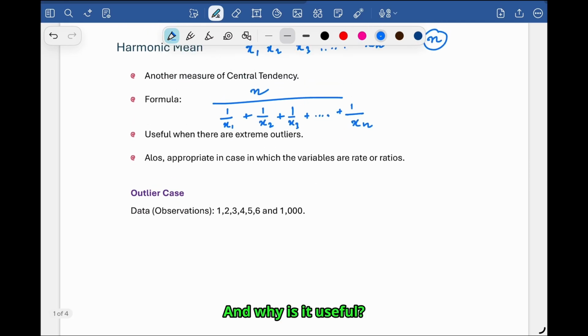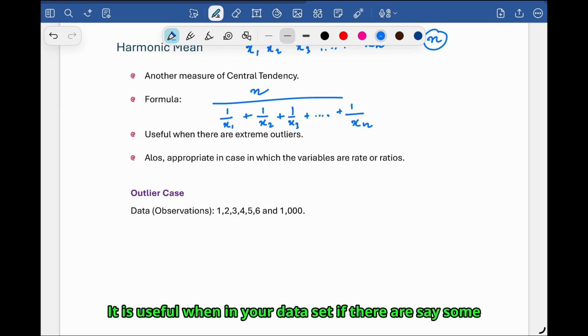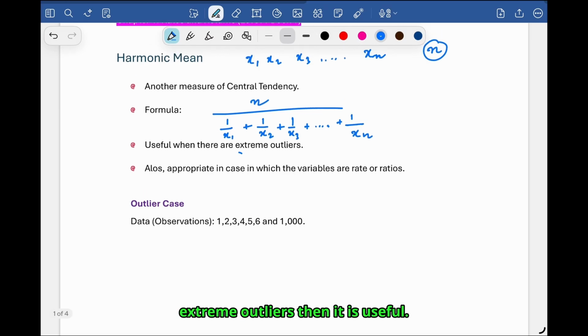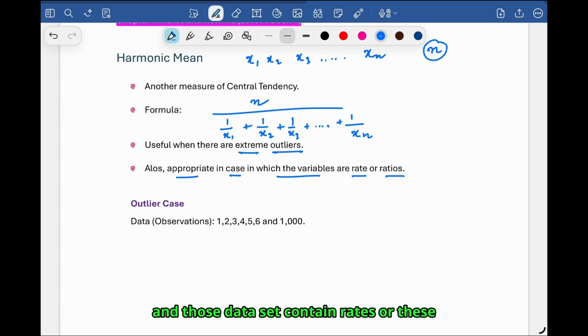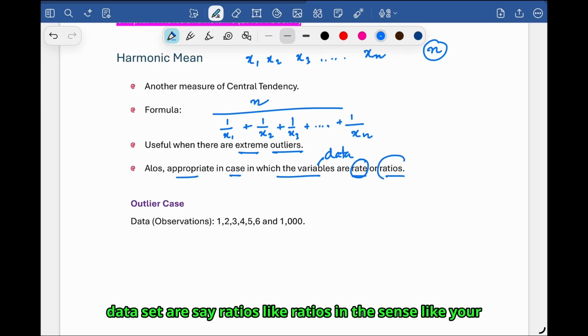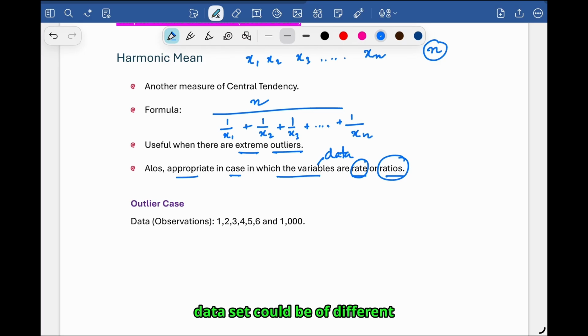And why is it useful? It is useful when your data set has some extreme outliers. And also it is useful in cases in which the variables are rates or ratios. What do I mean by this? If you have a certain data set and those data are rates or ratios, for example, your data set could be of different people running at different speeds.